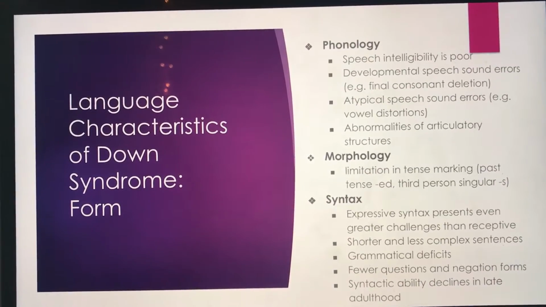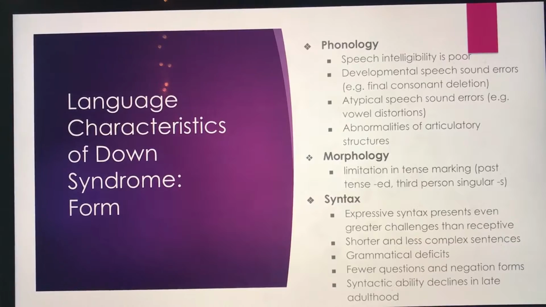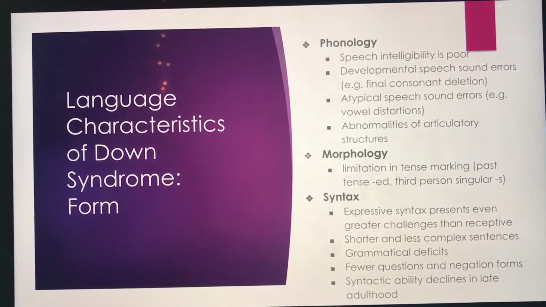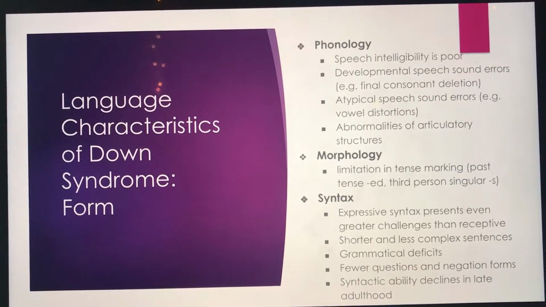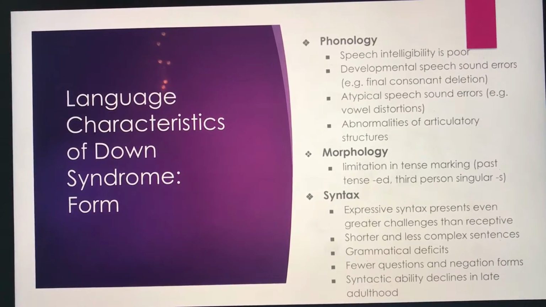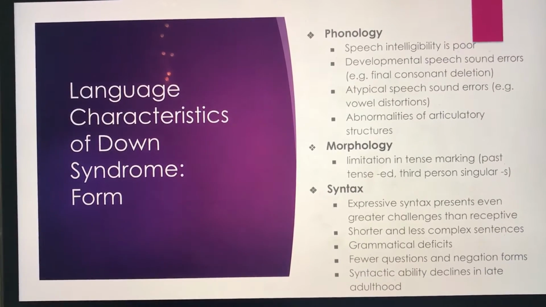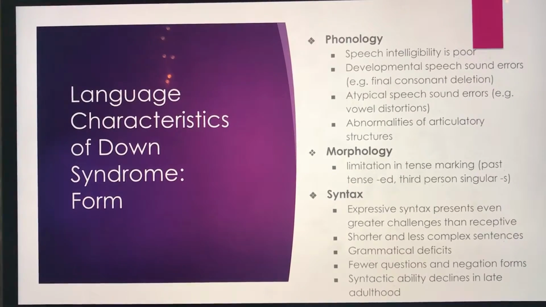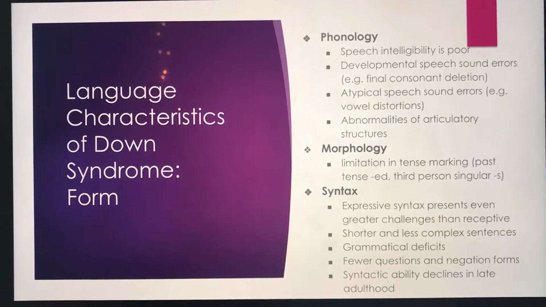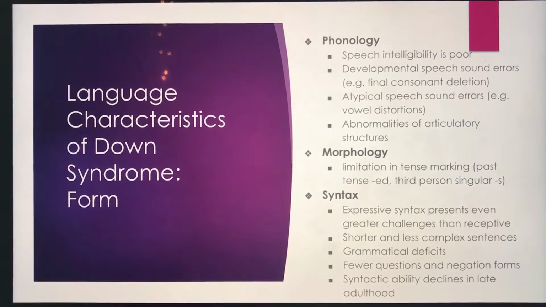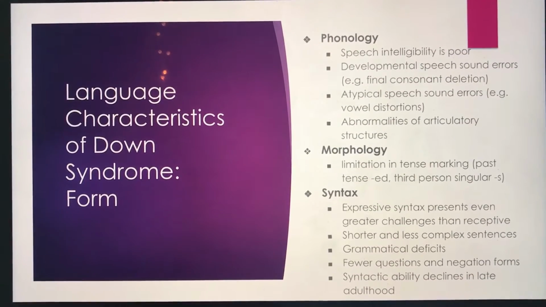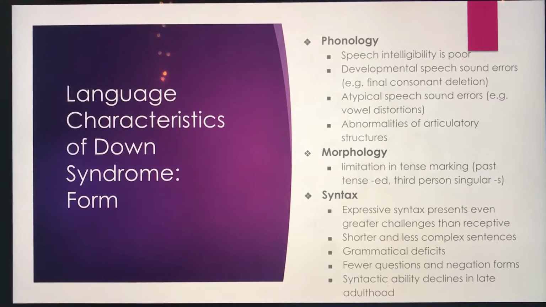Okay, so now moving into the language characteristics of Down syndrome. And before I get into form, content, and use, I just want to say that receptive language is typically stronger than their expressive language. And these language characteristics may vary depending on the severity level of the individual. So first, starting off with form, typically for an individual with Down syndrome, their speech intelligibility is poor and they usually have atypical speech sound patterns. The individual may have abnormal articulatory structures that may be responsible for mispronunciation of sounds.